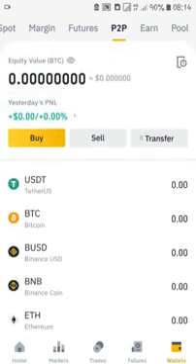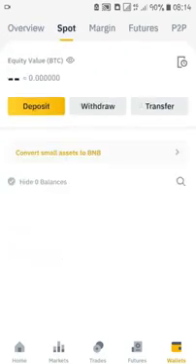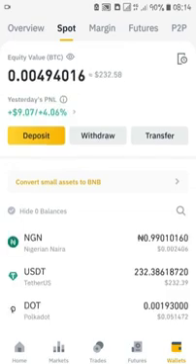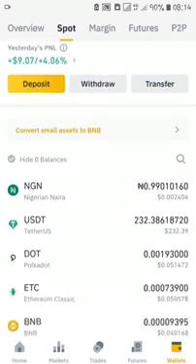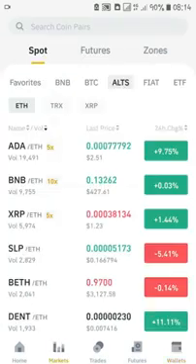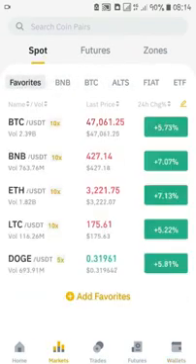So when I go to my spot wallet now, I had some money there before I made the transfer. You can see that I have 232 USDT on my spot wallet. So now I can trade in the spot market. I'll go to market and I'll look at the currency I want to trade. These are my favorite cryptocurrencies. As you can see, it's clicked favorites there.